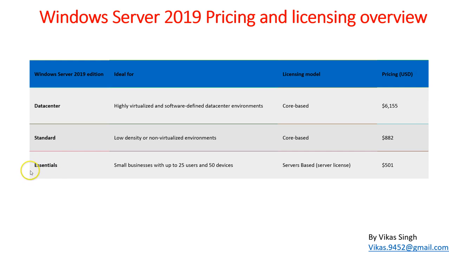And the last one is Essentials, which is for small business, and it's up to 25 users and 50 devices. This is going to be a server-based license, and it's around 500 USD. So what does server-based license mean? You can buy Windows Server 2019 based on the server. If you want to install Essentials on one server, you can buy it. You don't need to think about processors, cores, and everything. You can buy a license per physical server machine on which you want to install Windows Server 2019.